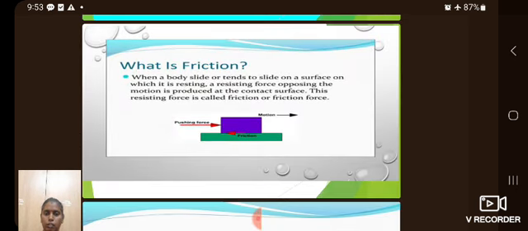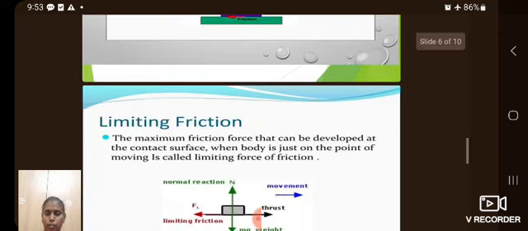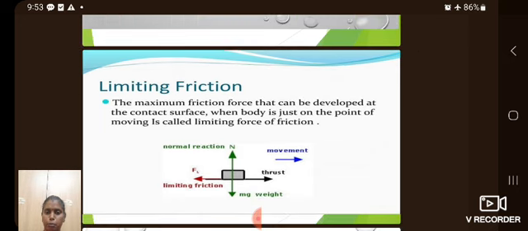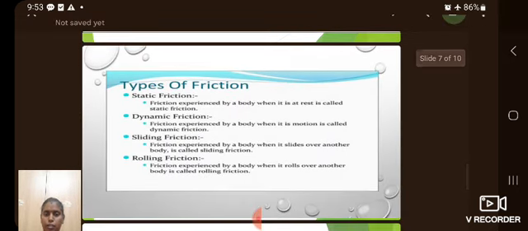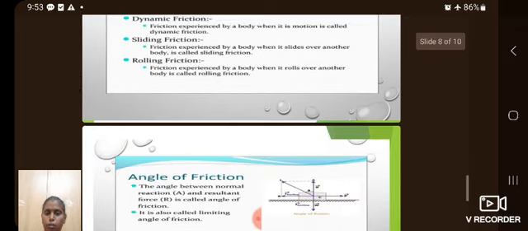Then now we will see friction. Friction is defined as the resisting force opposing motion when a body slides or tends to slide on a surface. Friction is of two types, limiting friction. Then friction can be expressed as static friction, dynamic friction, sliding friction and rolling friction.